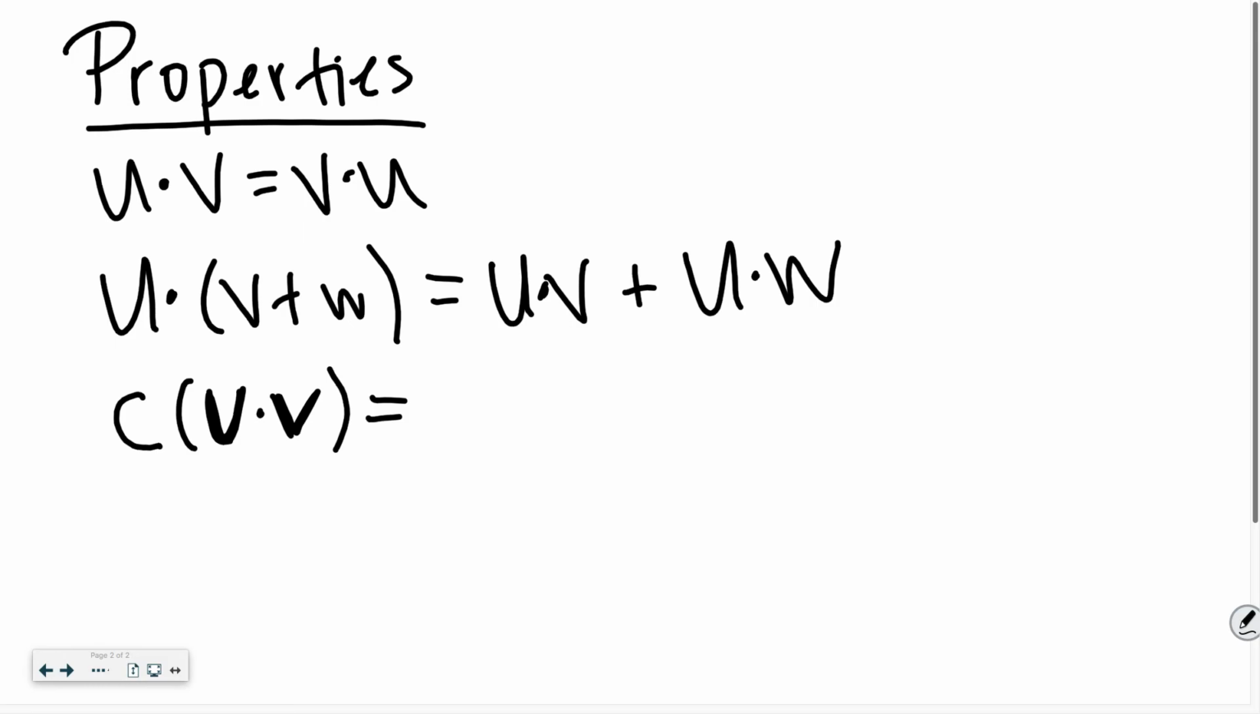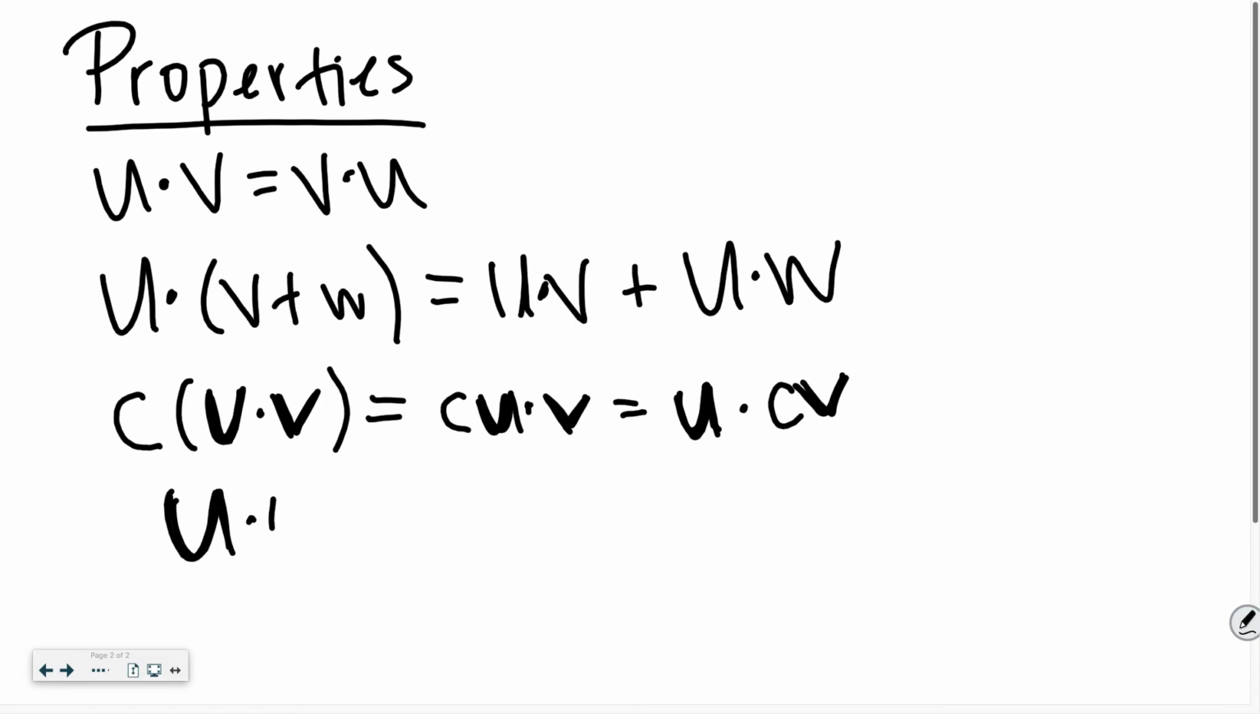Multiplying by a scalar is tied with the operation of a dot product. Dot product is multiplication, so this is a scalar times the dot product. You can either do the dot product and multiply by the scalar, or multiply the scalar to U and then do the dot product, or do the dot product with U and C times V. So the scalar either multiplies to a vector first and then you do the dot product, or you do the dot product and then multiply by the scalar. But it does not distribute because it's all multiplication.